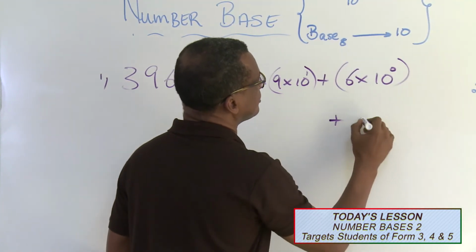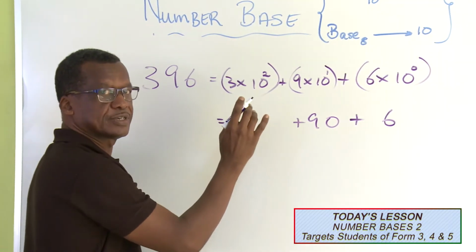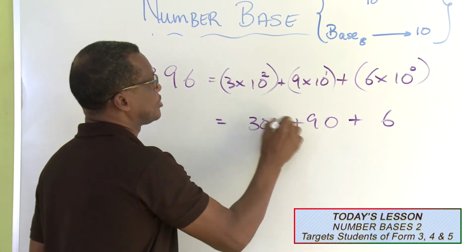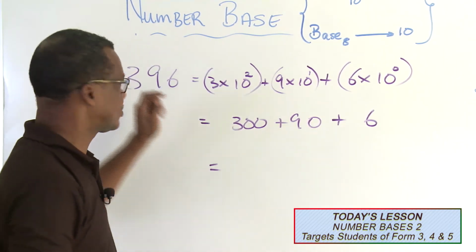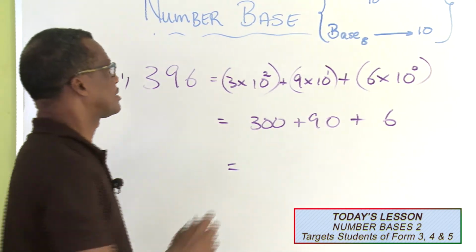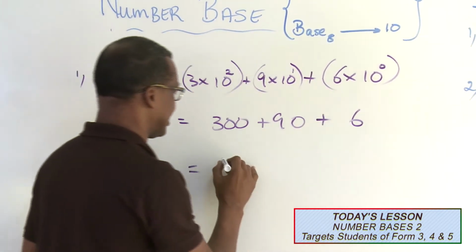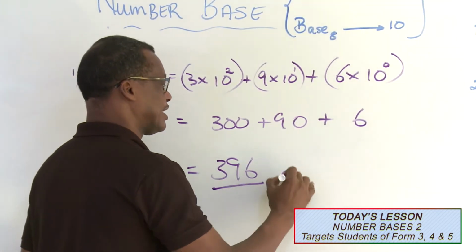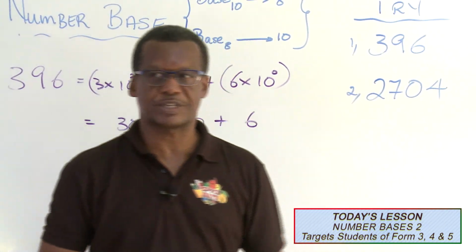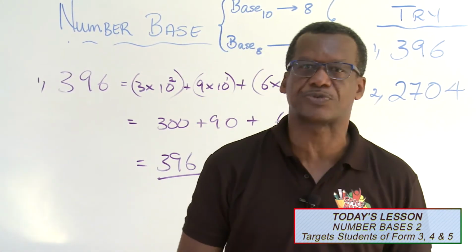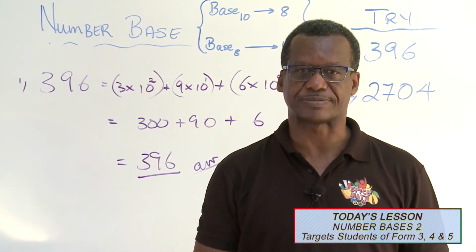6 times ones, 6. 9 times 10, 90. 3 times 100, 300. Now let's add this up and see if we get what we started with, just to check we're correct. 300 plus 90, 390, plus 6, 396. That's correct. And if you did the second one correctly using the different values for the places, you should get the answer as you work it out.